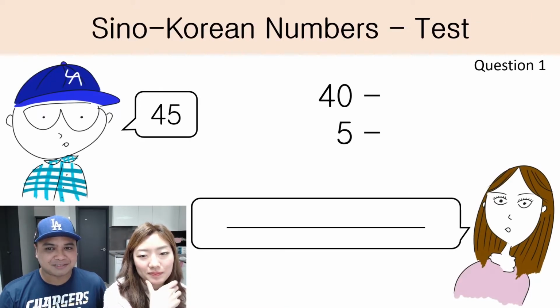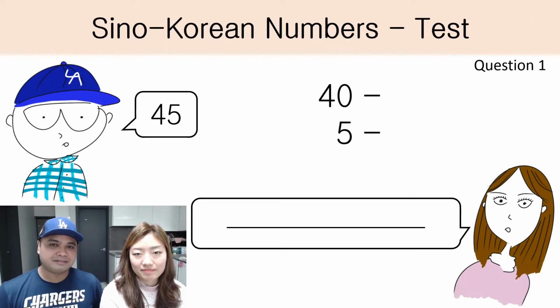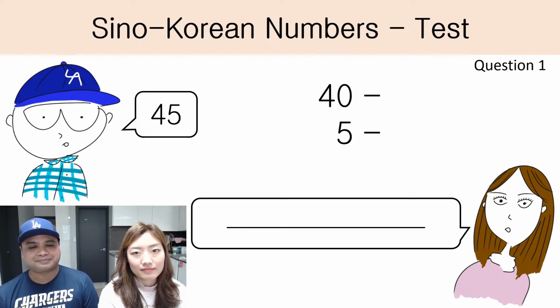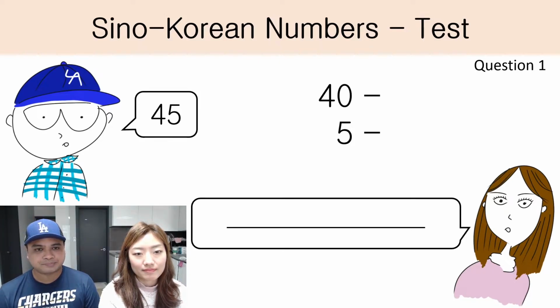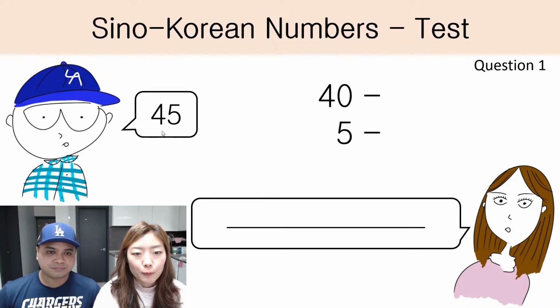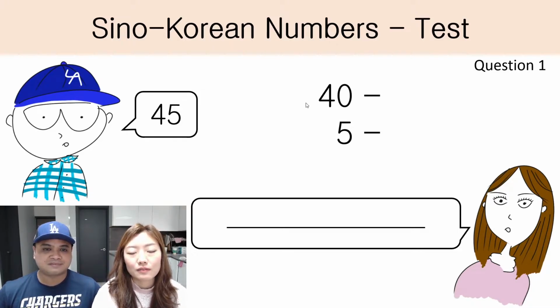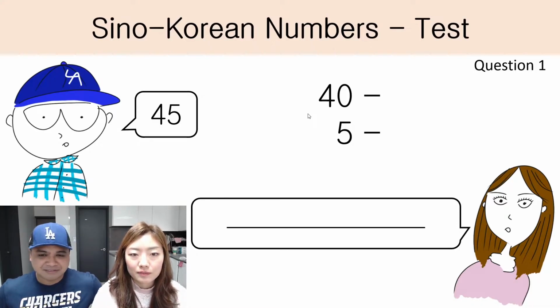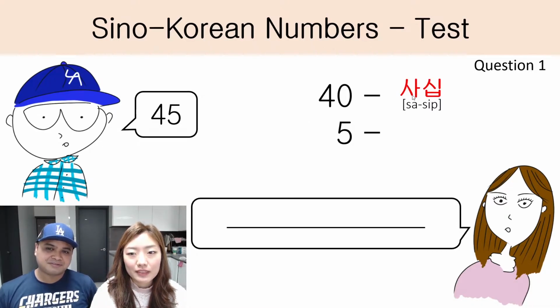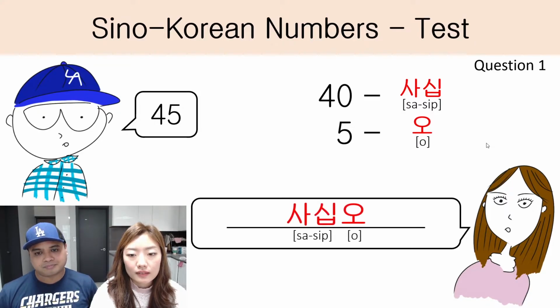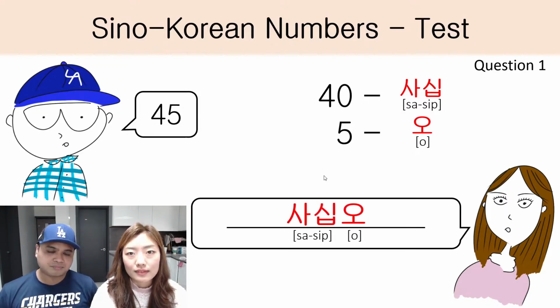Test time. So guys, you just gotta say the numbers in Korean, okay? So here's number 45 and you break it down: 40 and 5. Actually, you can break down 45 like 4 tens. To say 40, 40. And for 5, 5. It's 45.